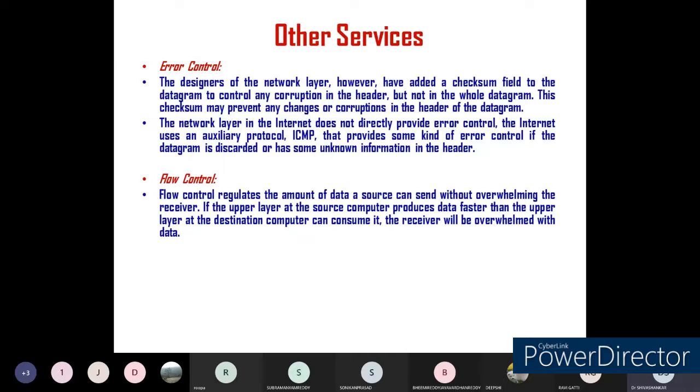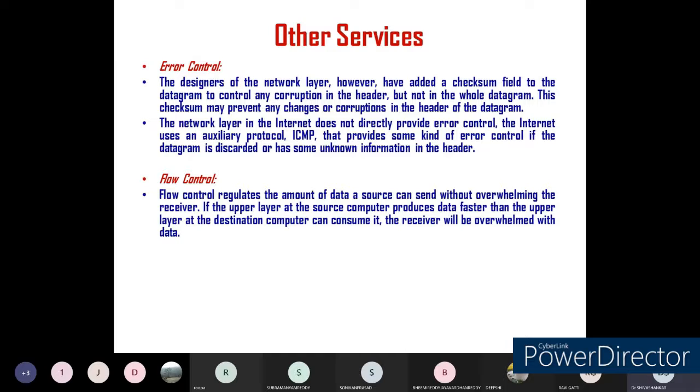Sometimes the data that we send from source to destination may be missing or lost. How to avoid that loss or missing of data is called flow control. So flow control regulates the amount of data a source can send without overwhelming the receiver.